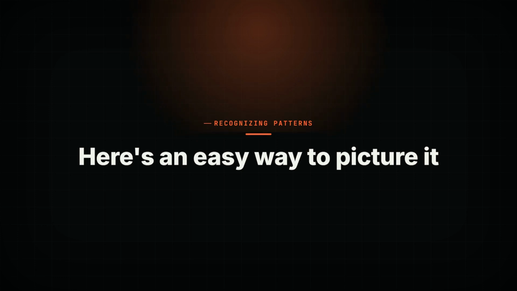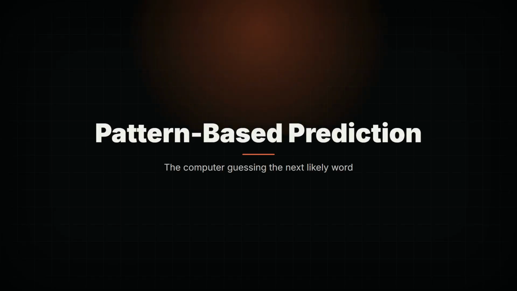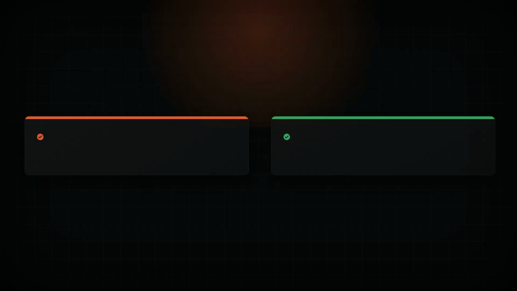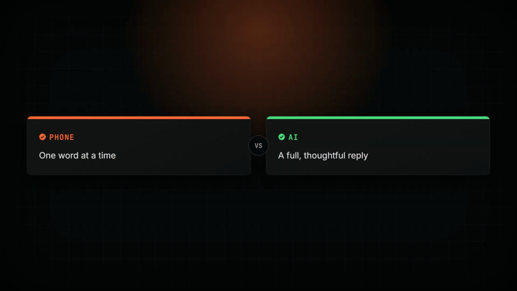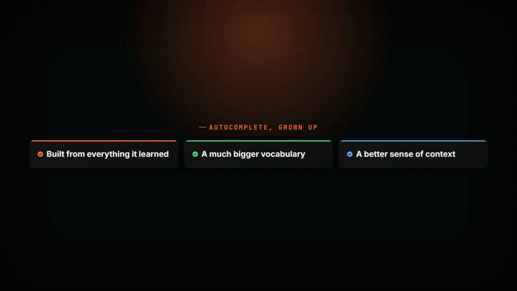Here's an easy way to think about all of this. You've probably typed a text message on your phone and noticed a little suggestion pop up above the keyboard, offering the next word you might want to use. That small suggestion is a simple example of a pattern-based prediction, the computer guessing what word is likely to come next based on what it has seen before. Artificial intelligence works on a similar idea, just on a much larger scale. Instead of suggesting one word at a time, it can suggest a full, thoughtful reply, built from everything it learned during its training. Think of it as your phone's autocomplete grown up and given a much bigger vocabulary and a much better sense of context.